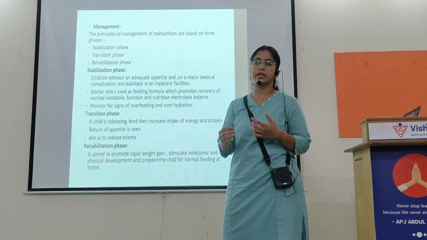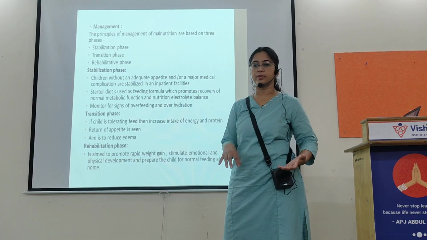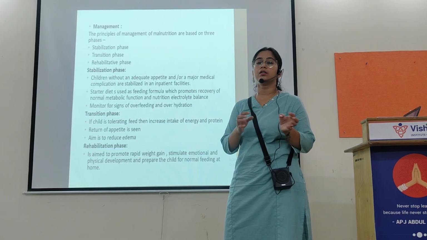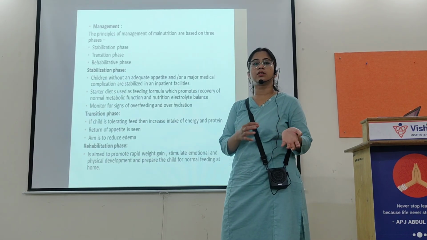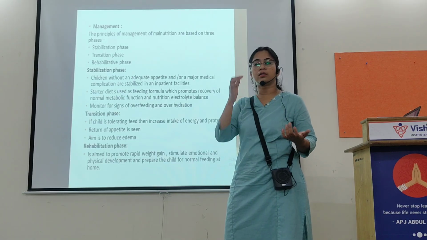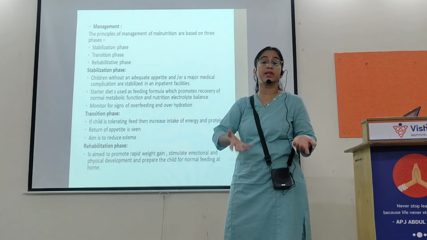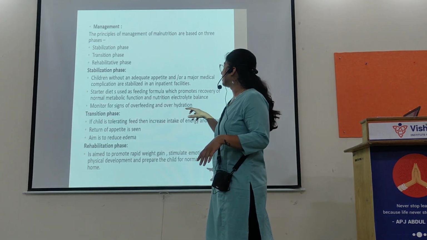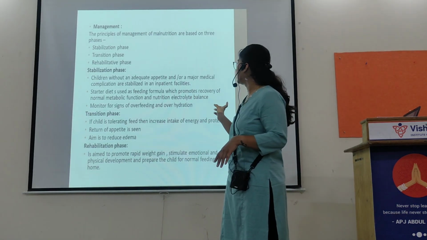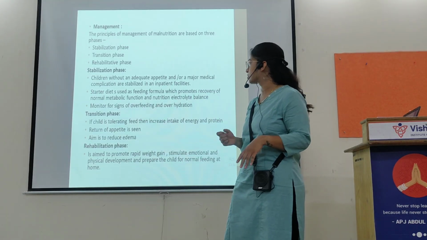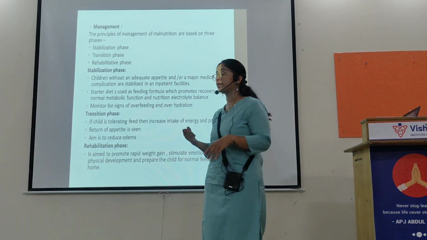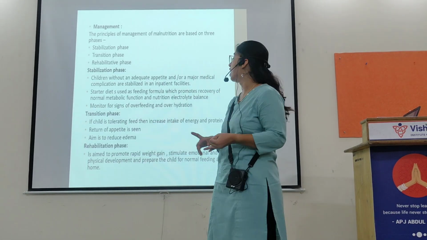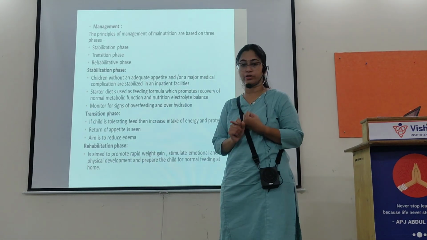So the child cannot eat anything from their household recipes. So you have to start the formula feed or any protein supplementations like meal replacements. So you have to start with it. So you can balance their normal electrolyte balance, also the metabolic functions. So monitor the signs, but while feeding the child, you have to watch for overfeeding and also overhydration.